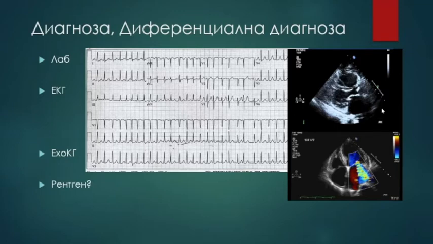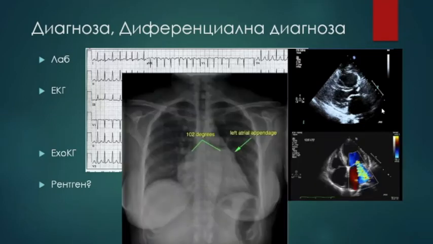And what do I need x-ray for? Yes, you can see enlargement, pulmonary edema, that sort of thing. Yes, you are completely right. That's all that I need x-ray for, if there is congestion, and the other thing is if I don't have the echo in the emergency room, I can see the left atrial enlargement. Okay?